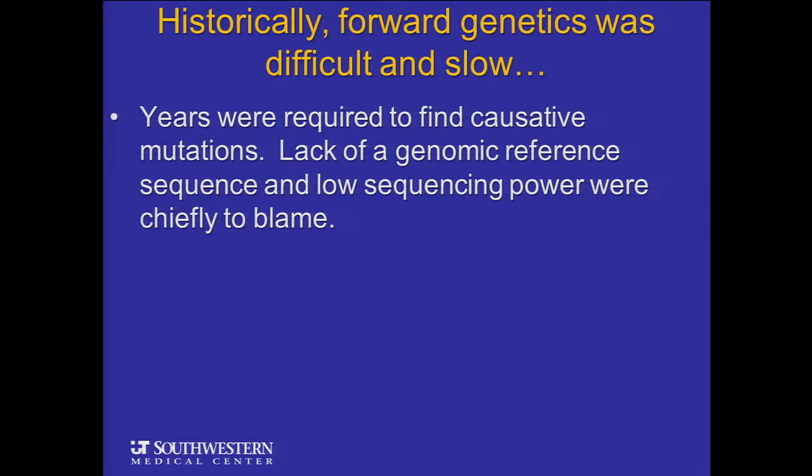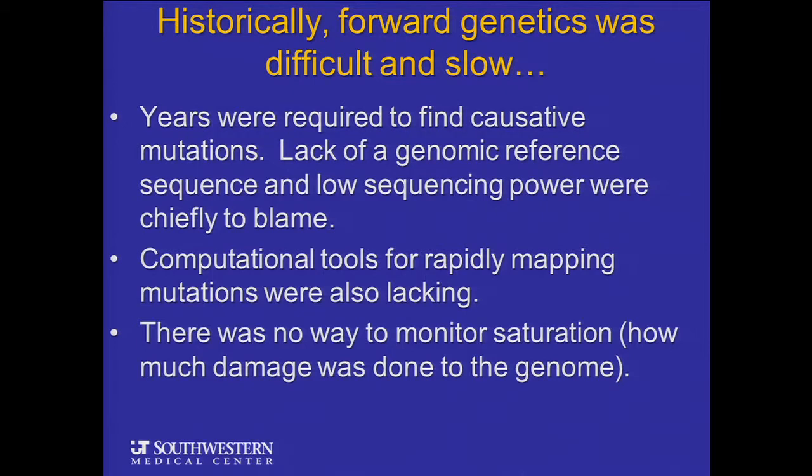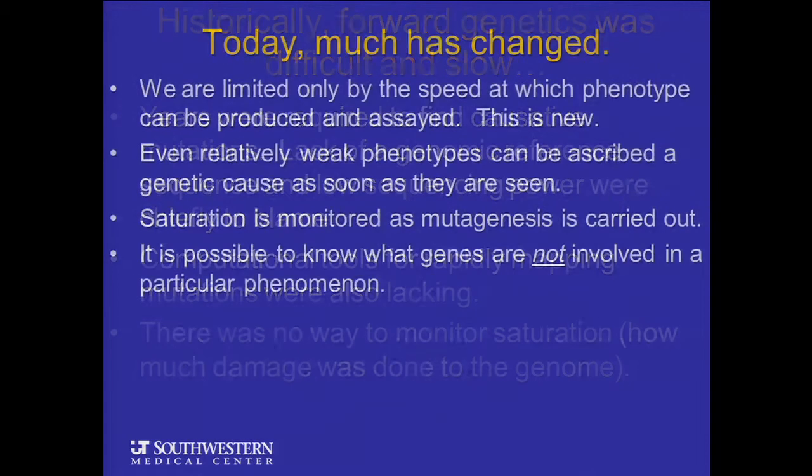We didn't know the gene content of the mammalian genome, and low sequencing power also slowed things down a great deal. The computational tools for rapid mapping and identification of mutations were also lacking, and there was no way to monitor saturation. We were proceeding blindly when we mutagenized the genome. We had no inkling of just how much damage we had done in a given set of mice that we might look at, and this too was something that was bothersome.